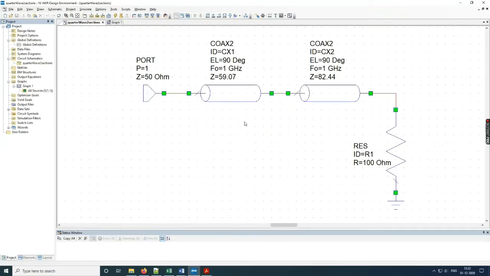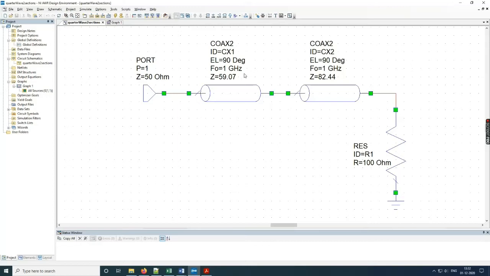So now let's see what I'm trying to do. I am trying to do the same problem wherein I have to match a 100 ohm load to a 50 ohm line. But now instead of using one quarter wave line, I am using two lines, each of lambda by 4. As you can see, line 1 is 90 degrees, line 2 is also 90 degrees.